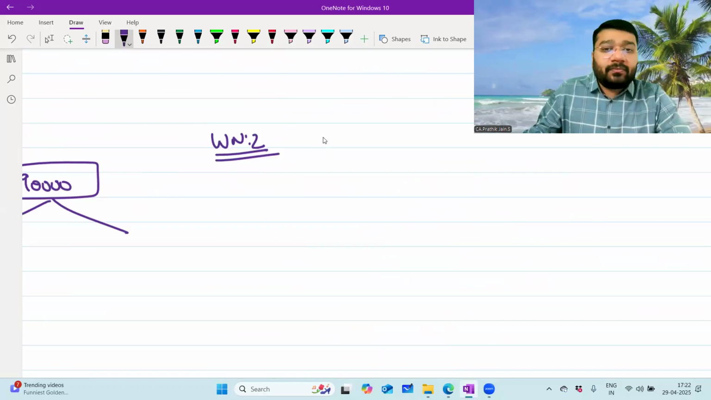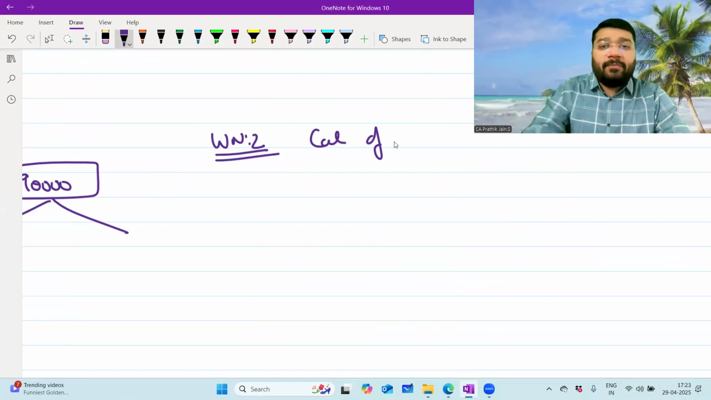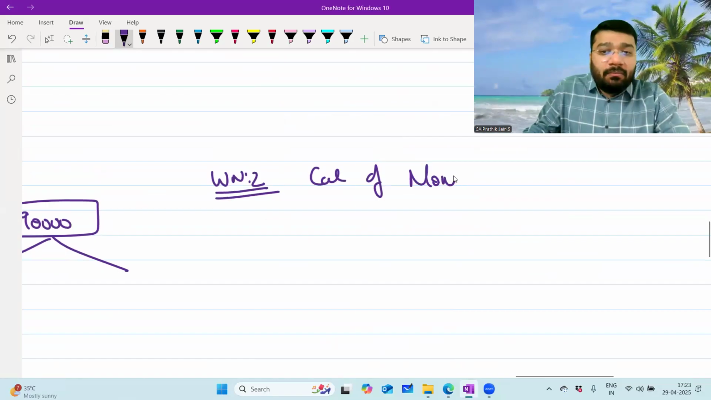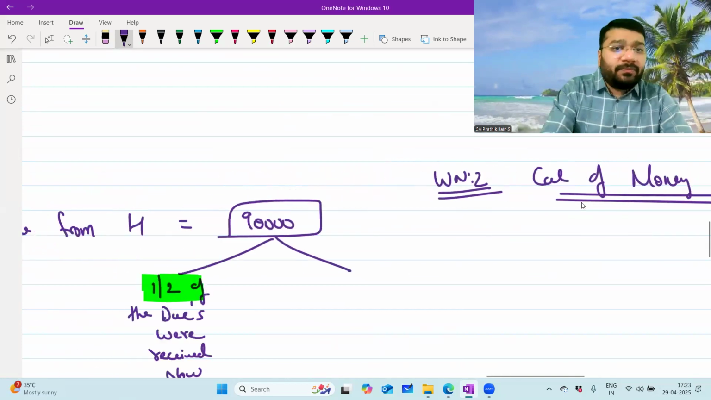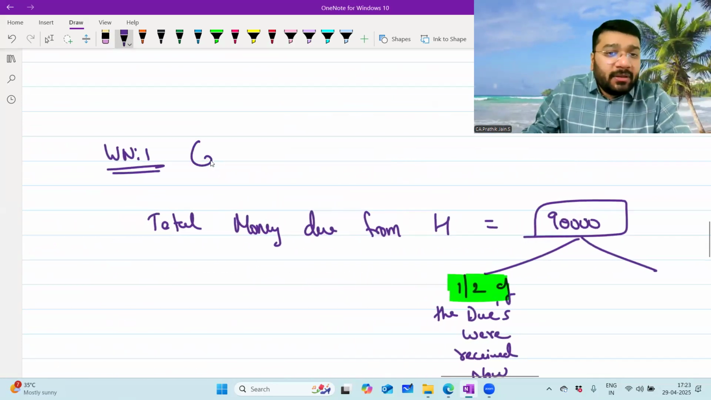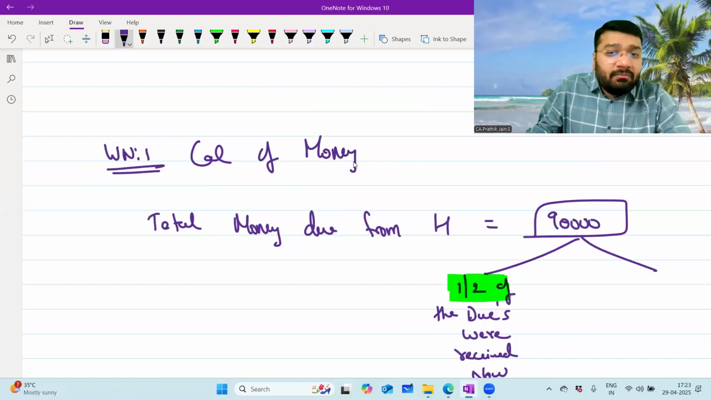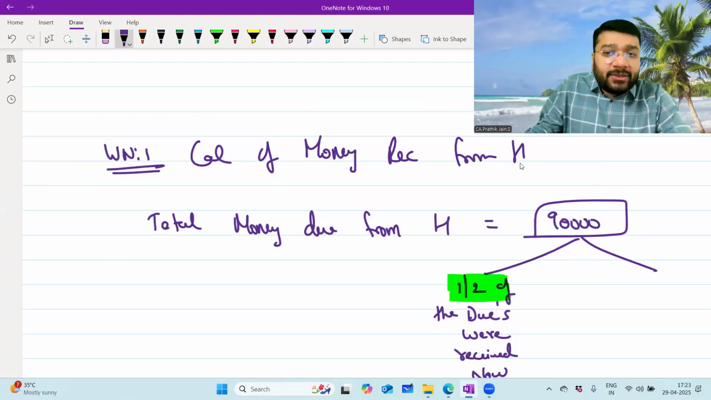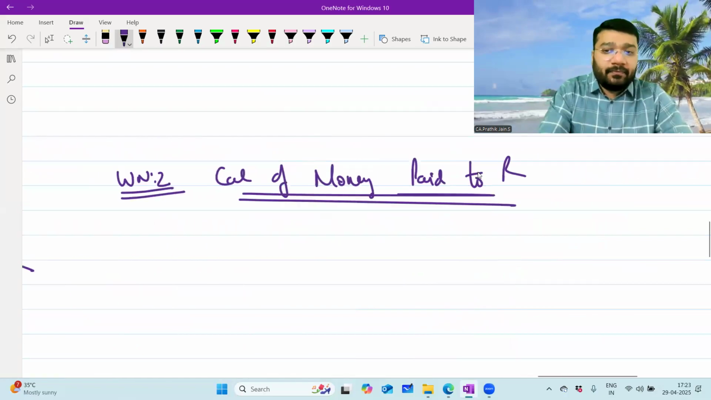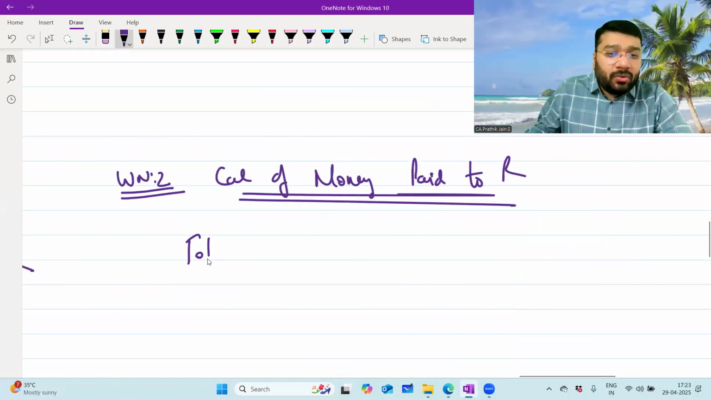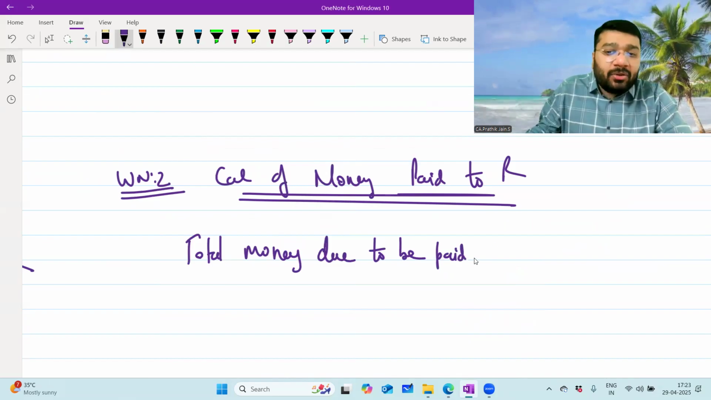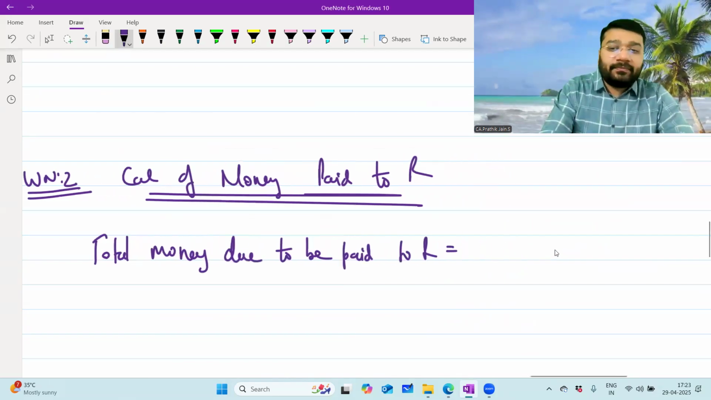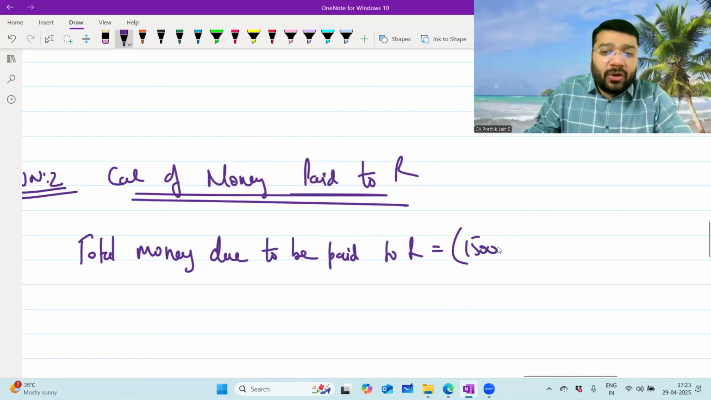Working note 2. Calculation of money paid to R. This is the ultimate purpose, no? And what is the working note 1 heading? Calculation of money received from H. Total money, you can do along with me. Total money due to be paid to R is how much?